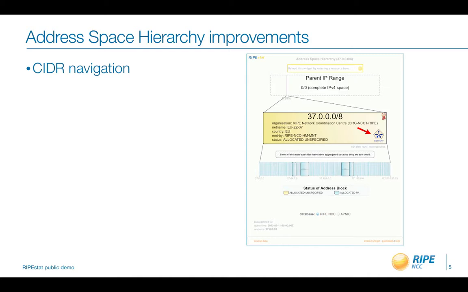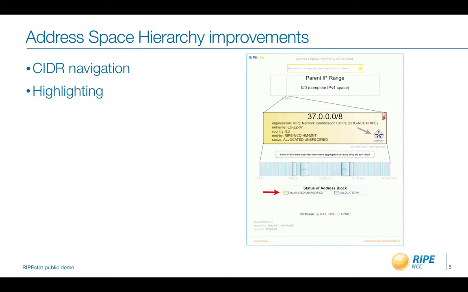Concerning the address space hierarchy widget, which represents the hierarchy of IP resources present in the WHOIS database in a modular and visual relational way, a few features were added since the previous iteration. Besides some improvements to the diagram rendering, one of the new features is the CIDR navigator, or in short CIDR nav. This allows you to navigate freely in the CIDR address space tree by means of an arrow controller, as is indicated here in this image.